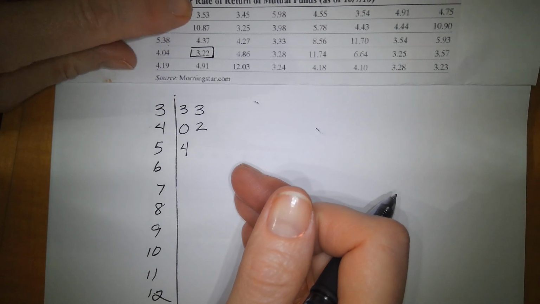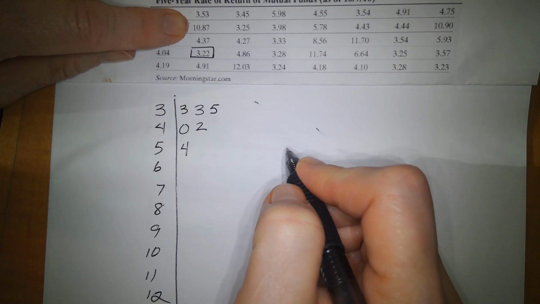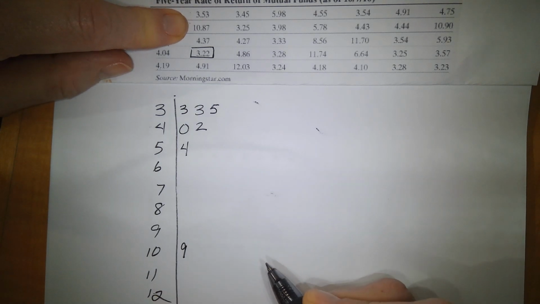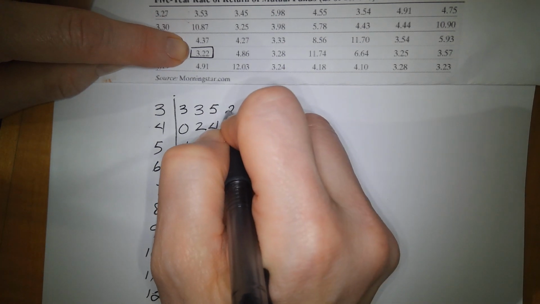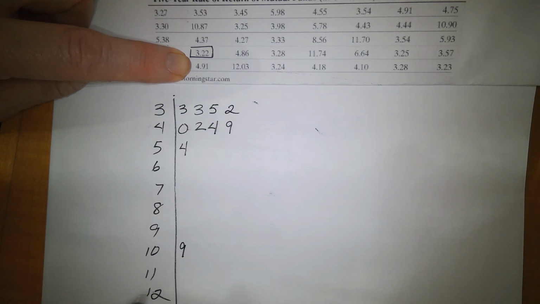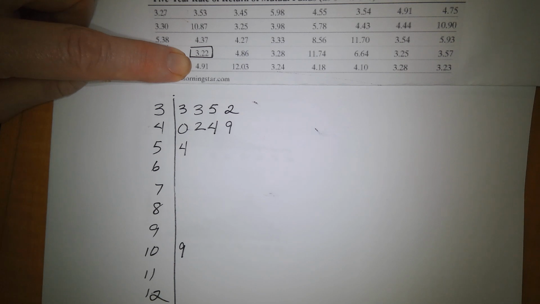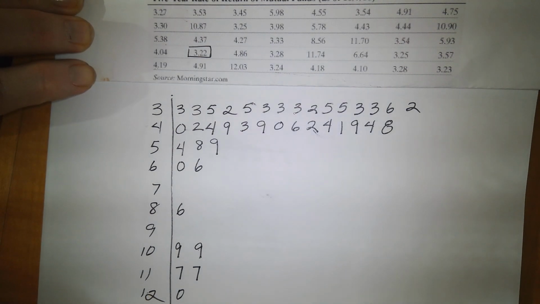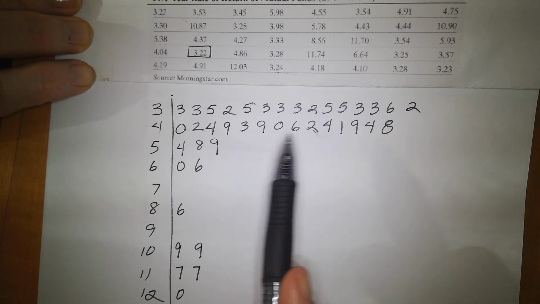So let's try this column again. 3.5. 10.9. 4.4. 3.2. 4.9. So I'm going to let you continue this throughout the other 30 data points. So you're going to have 40 leaves because that's 40 data points. I'll pause here.